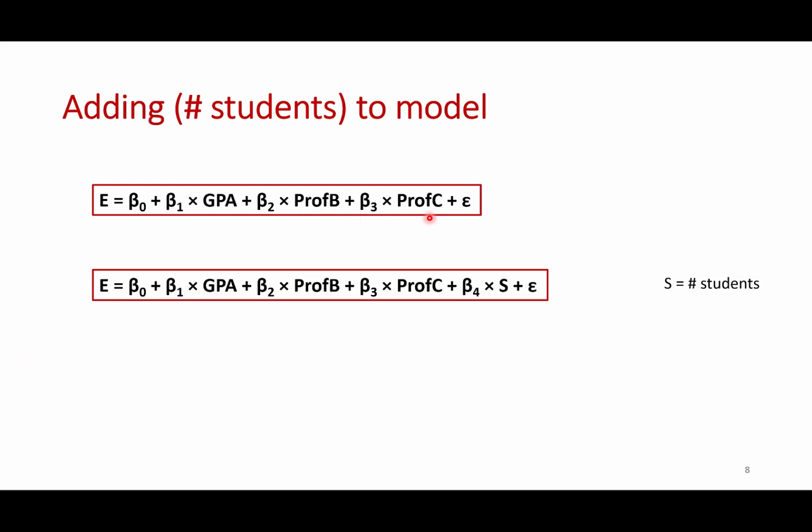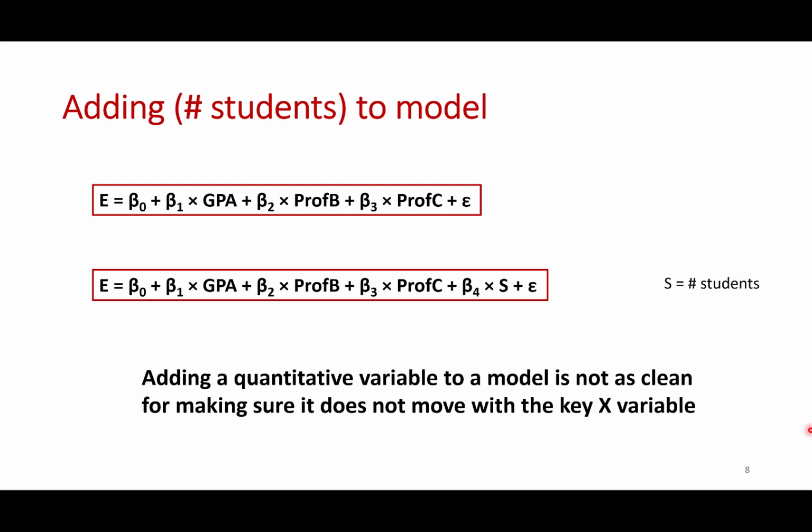Okay, so as we control for the professor and the categorization of which professor a given data point is, we know that as GPA changes, the professor does not change. But by adding S into the model, we can't be certain that as GPA changes, the number of students doesn't change. So it works towards making it so that as GPA changes, the number of students does not change. But we can't cleanly do that with a quantitative variable. And so the conclusion from this is that adding a quantitative variable to a model is not as clean for making sure it does not move with the key x variable. The next video will show you a little more about what happens when you control for a variable, and that will help you determine what you should and what you should not control for.